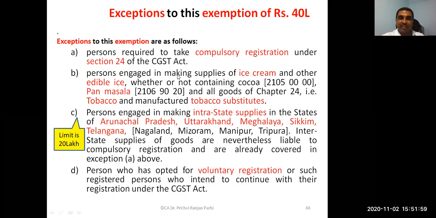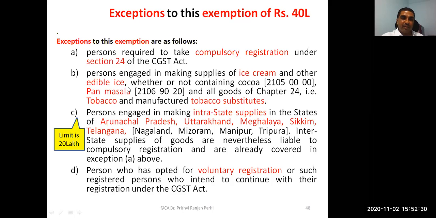Second case is a person engaged in making supplies of ice cream and other edible ice, whether containing cocoa or not, doesn't matter, or supplying pan masala, or all goods of chapter 27, that is tobacco or manufactured tobacco substitute. For these kinds of goods, for these kinds of supply, the higher limit of 40 lakh rupees is not applicable.